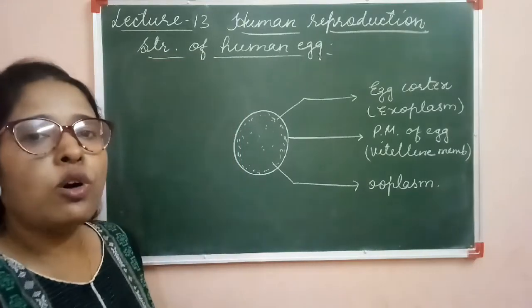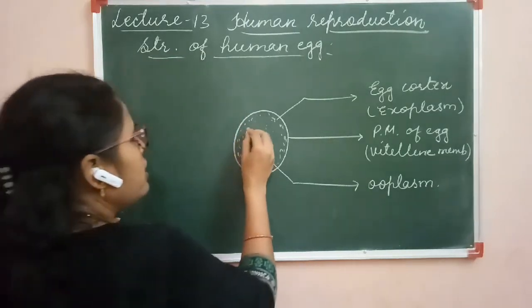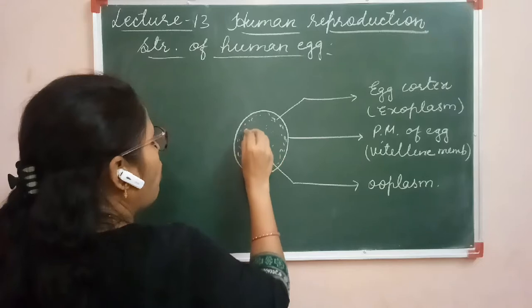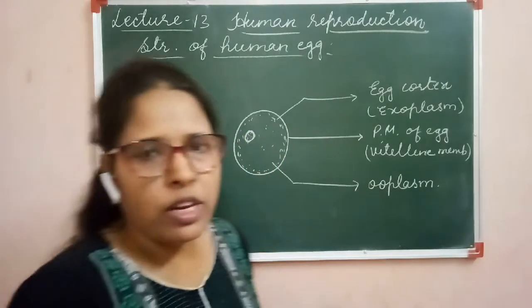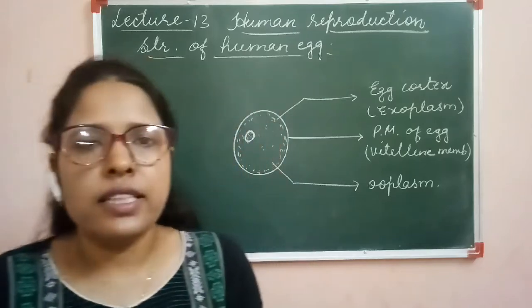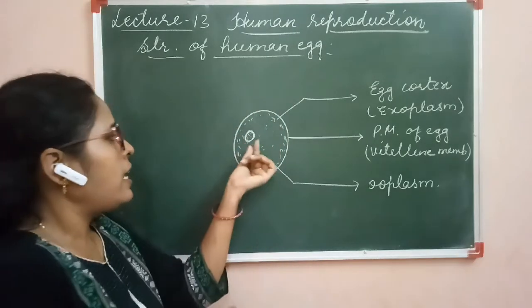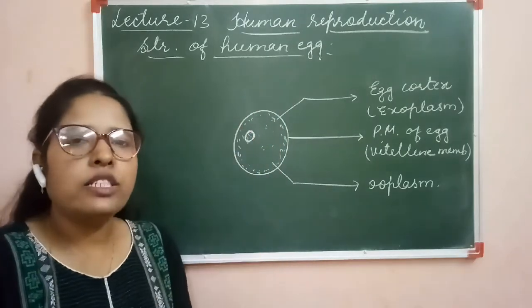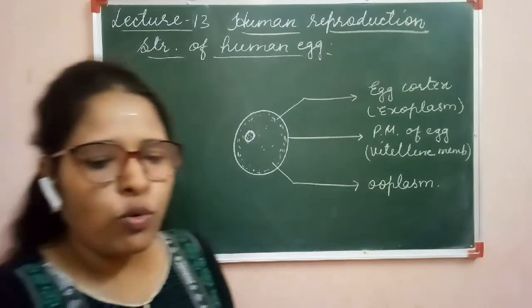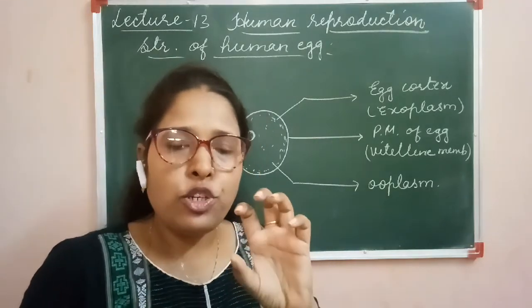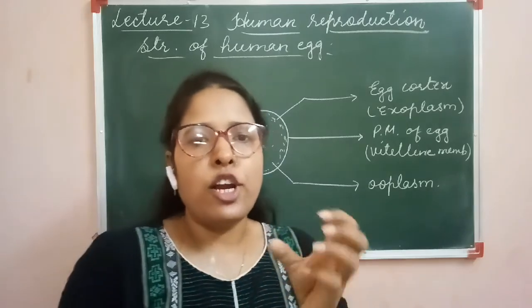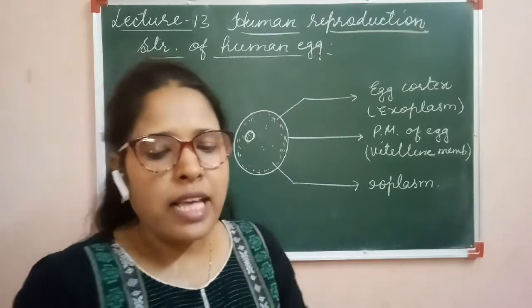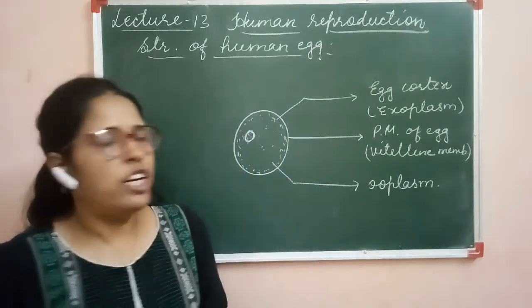The nucleus of the egg cell is present towards the corner. That's why it is an eccentric type of nucleus. The nucleus is not present in the center. It is present at the corner. That's why it is called an eccentric nucleus. And due to the presence of this eccentric nucleus, the egg is divided into two poles, that is animal pole and vegetative pole.